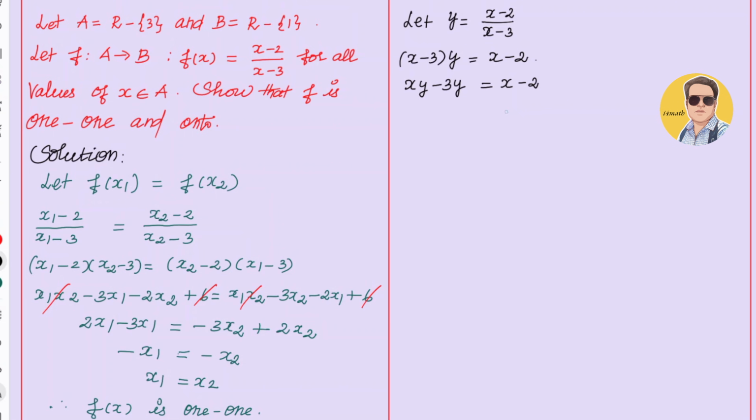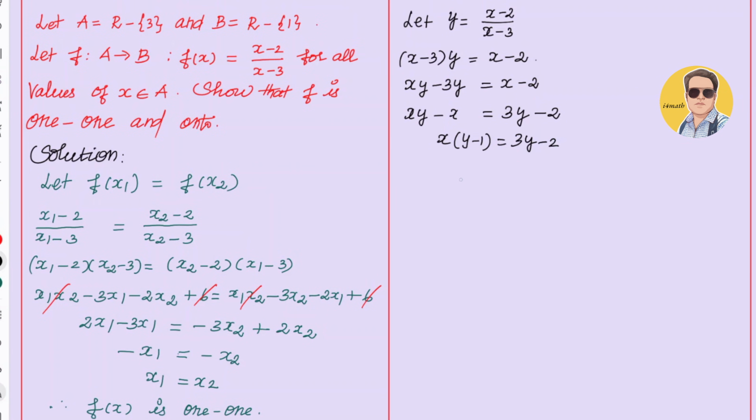Now let's find the value of x. So collect all the x values to the left hand side and the rest take it to the right hand side. So xy minus x, take this x to the left hand side. So xy minus x which is equal to, take this minus 3y to the right hand side, so 3y minus 2. So take the x outside from xy minus x. So x into y minus 1 will come which is equal to 3y minus 2.